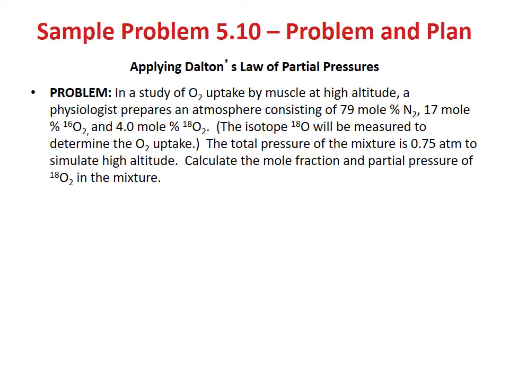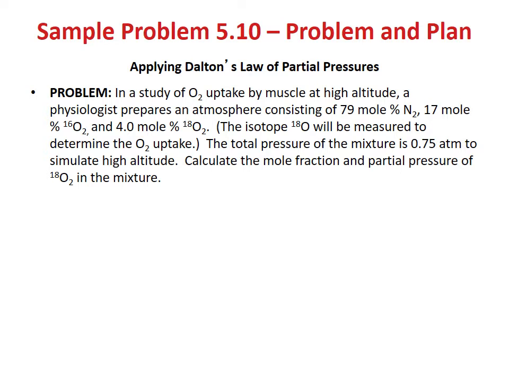Sample problem 5.10. In a study of oxygen uptake by muscle at a high altitude, a physiologist prepared an atmosphere consisting of 79 mole % of nitrogen, 17 mole % of oxygen-16, and 4 mole % of oxygen-18. The total pressure of the mixture is 0.75 atmosphere. Calculate the mole fraction and the partial pressure of oxygen-18 in the mixture.